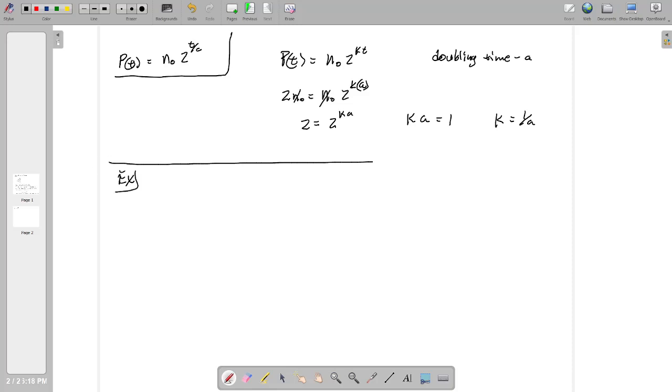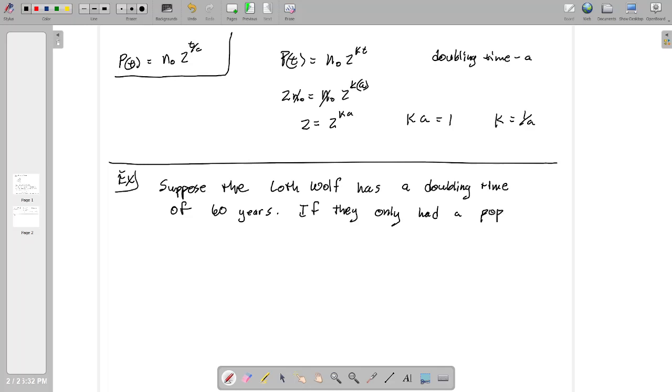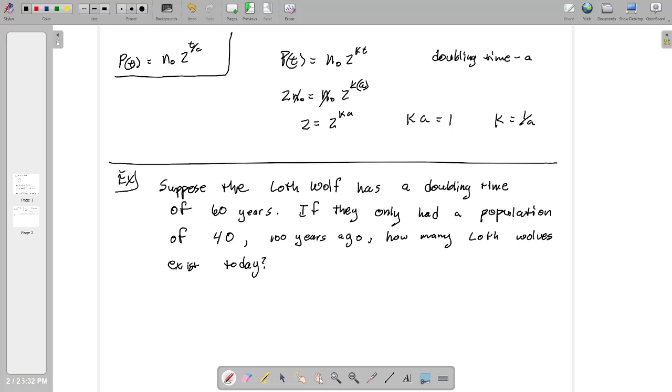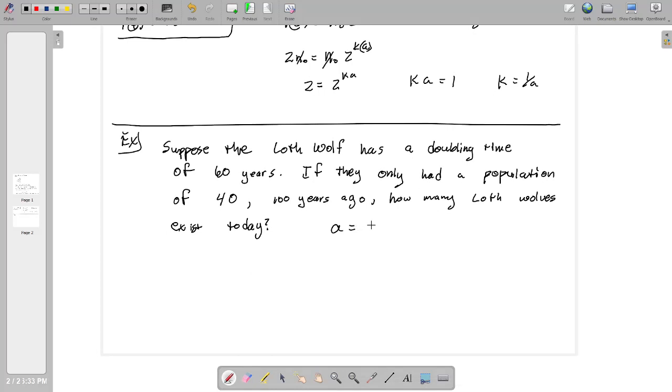Let's go ahead and do an example. Suppose the loath wolf has a doubling time of 60 years. If they only had a population of 40 100 years ago, how many loath wolves exist today? Well, since we know what the doubling time is, we know what our a is. A is equal to 60, and it's in years. So our t is also going to be in years. We also know the initial population, which is n sub 0, and that is 40. There was a population of 40 100 years ago. Now t is going to be 100 because we are preparing this model using a starting point of 100 years ago, and we're looking at the population today. So how many loath wolves exist today?